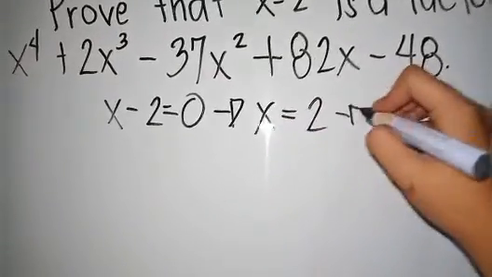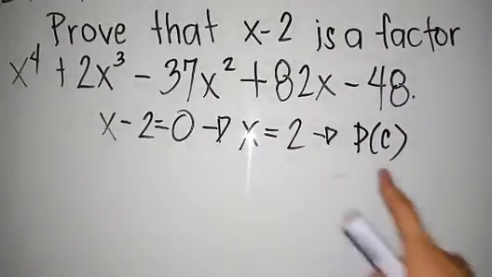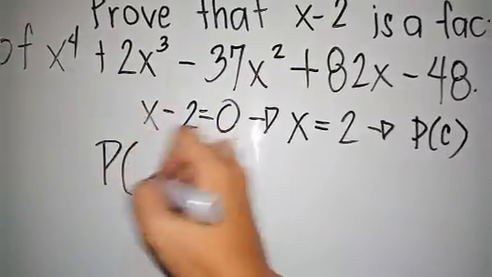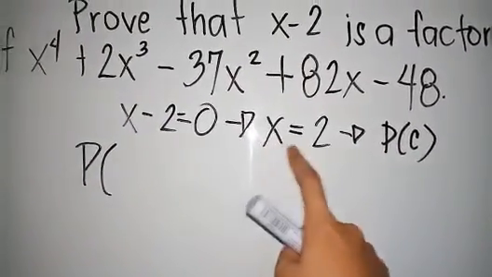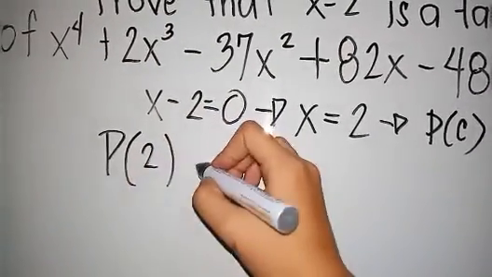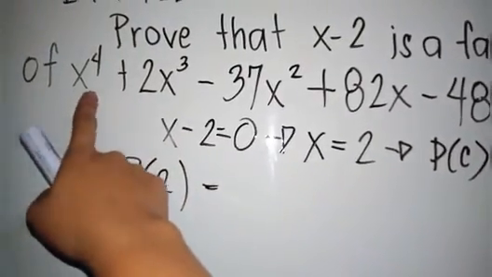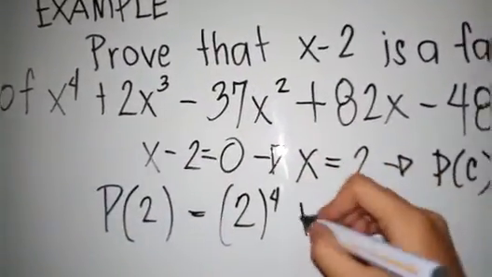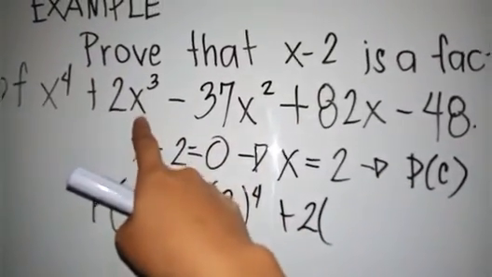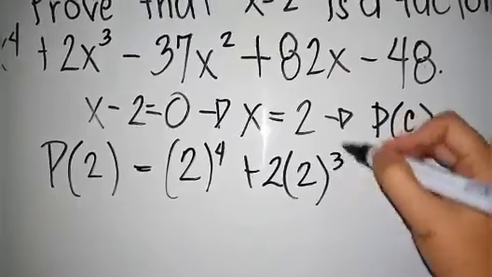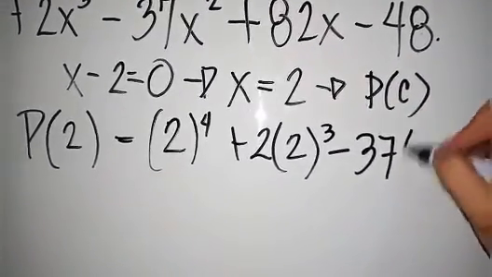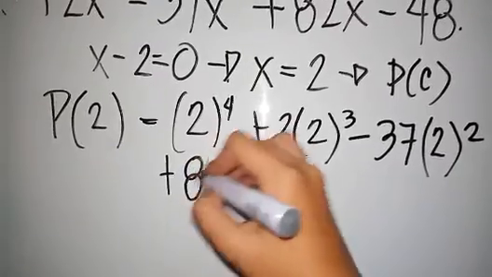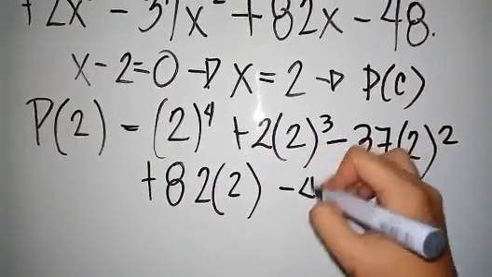So, after that, ito na yung p of c natin na pupunta natin ngayon dito sa ating given. So, we have now p of 2, since yung ating c dito or yung ating remainder is 2, gagawin lang natin ganyan, then is equal to, gawin lang natin na 2 lahat yung ating x. So, we have 2 raised to 4 plus 2, the quantity x which is 2 ulit, cube minus 37, then yung x natin which is 2 square. Then next we have plus 82, then x which is 2 minus 48.